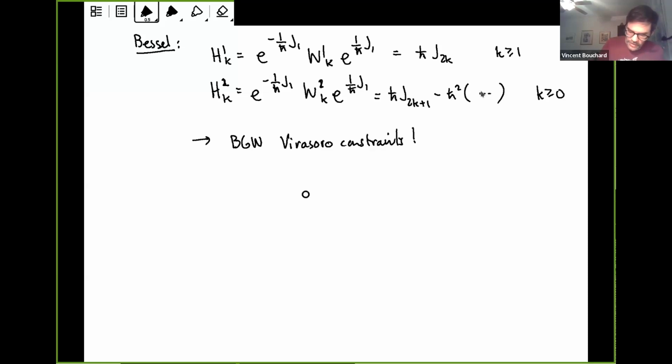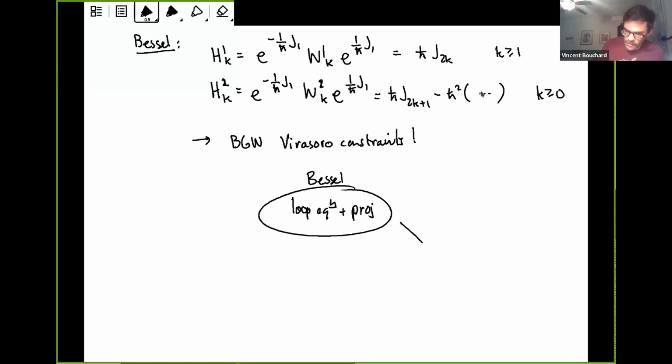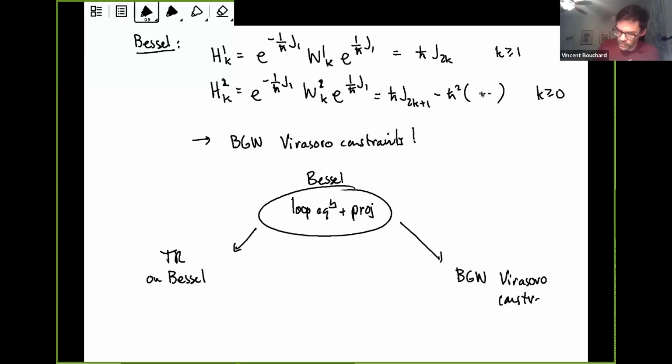So again, it's the same loop equation plus projection. In the case of the Bessel spectral curve, on the one hand it gives topological recursion on Bessel. This is just formal manipulations and then solving the loop equations. On the other hand, it gives you BGW-Virasoro constraints, which is the Airy structure reformulation of the recursive system.